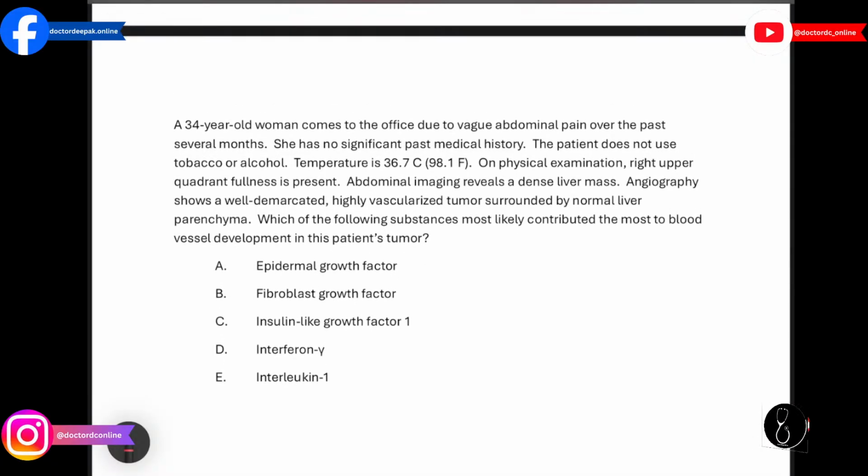Our next question is a 34-year-old woman who presented with abdominal pain over the past several months. She has no significant past medical history. The patient does not use tobacco or alcohol. Temperature is 36.7 degrees Celsius. On physical examination, right upper quadrant tenderness is present. Abdominal imaging reveals a solid liver mass, and angiography shows a well-demarcated, highly vascularized tumor surrounded by normal liver. Which of the following substances most likely contributed the most to blood vessel development in this patient's tumor?